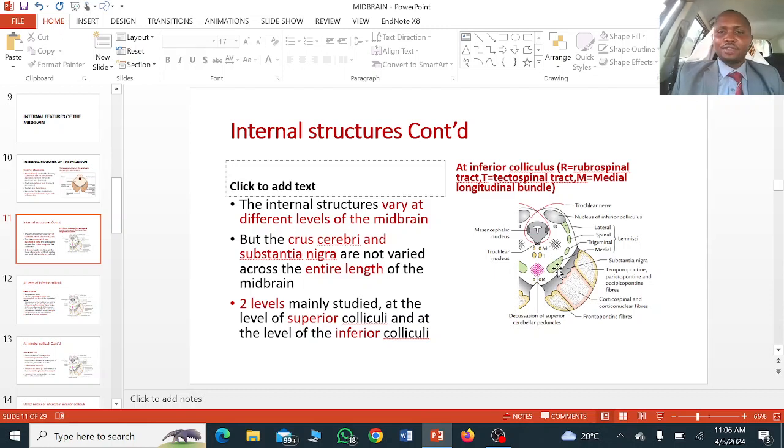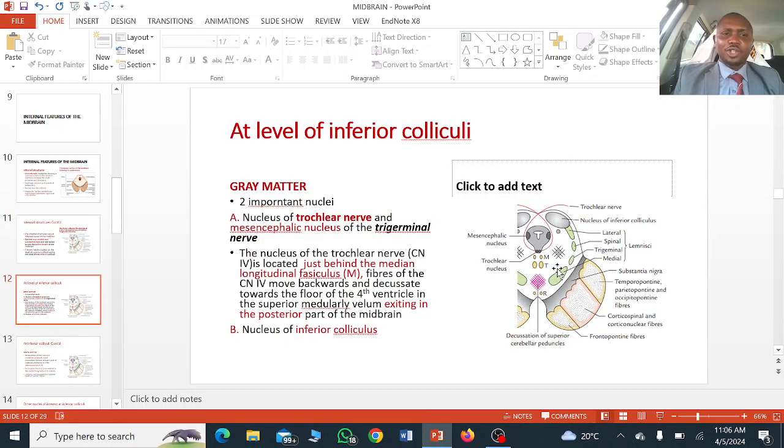Again, these are structures of the internal surface of the midbrain when you cut the midbrain at the level of the inferior colliculus. We will focus on the gray matter of the midbrain. We will look at two important nuclei: the nucleus of the trochlear nerve over here, and the mesencephalic nucleus of the trigeminal nerve over here.